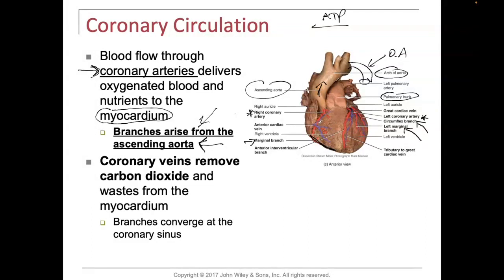We have some veins that we can see as well. There's an anterior cardiac vein right here. There is a great cardiac vein that's important.